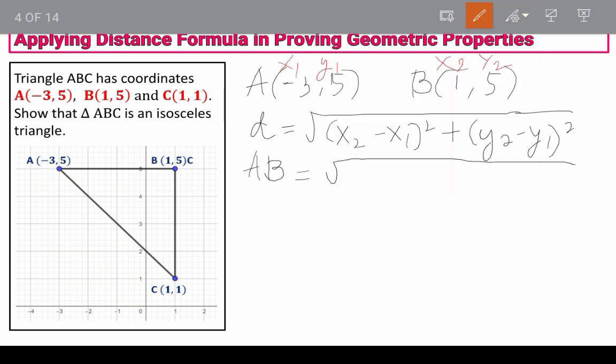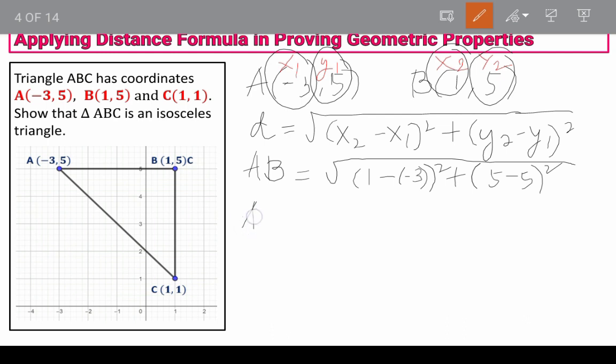So let's substitute all the values. X sub 2 is 1. So we will put here 1 minus x sub 1 is negative 3. So let's put another open and close parenthesis to separate the two symbols, like the minus symbol and the negative symbol. Plus, your y sub 2 is 5, so we will put here 5, minus your y sub 1 is also 5, and copy squared.